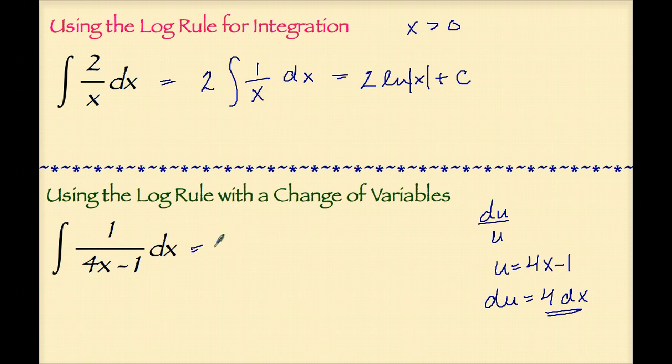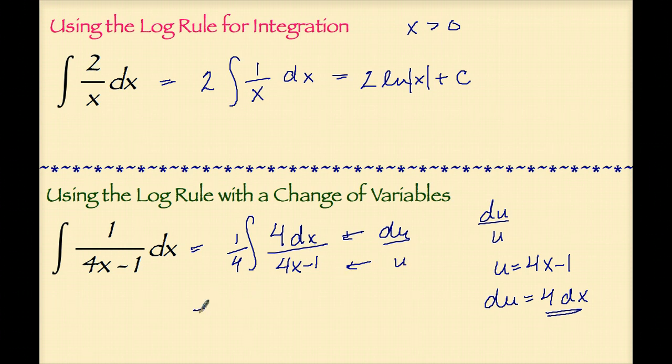So I'm going to rewrite this now, putting a 4 dx in the numerator over 4x minus 1, and I'll compensate for that by putting 1/4 on the outside of the integral. Now I do have the du over u pattern, and so that means this is the natural log integral. It will be 1 over 4 times the natural log of 4x minus 1 plus c.